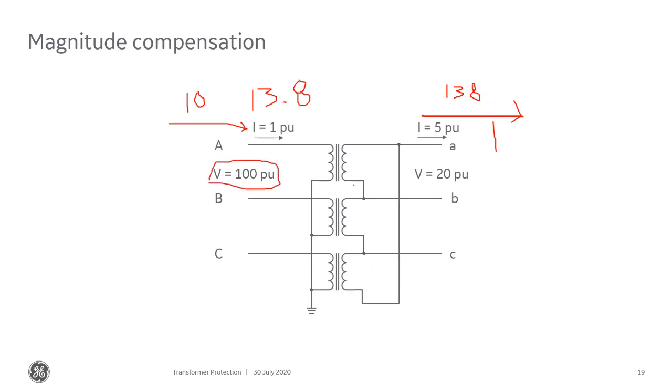If I've got 100 per unit here and 20 per unit here, I've got 1 per unit here and 5 per unit here. So I've got to do magnitude compensation because of the voltage transformation of the transformer. Also means that there is going to be a different current flowing into the X windings, or into the H windings versus the X winding.